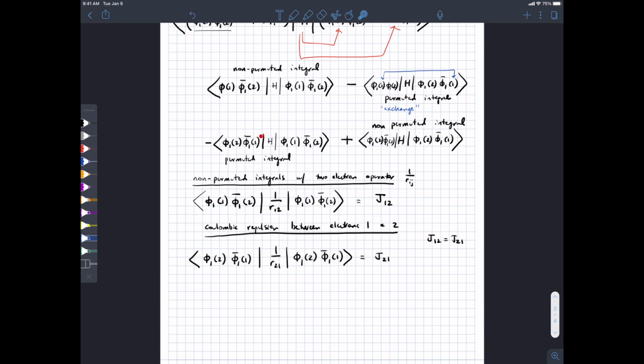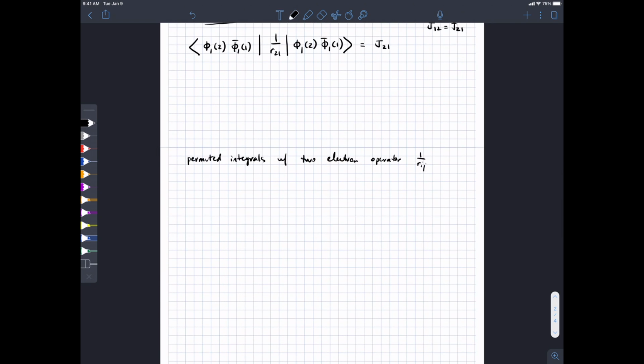So we have 2 permuted integrals. Let's look at this one first. That was negative phi 1 with electron 1 in it, phi 1 bar with electron 2 in it, the operator of 1 over the distance between electrons 1 and 2. But on the other side of the integral, now electron 2 is in phi 1 and electron 1 is in phi 1 bar. Some people struggle to know, does this integral have a physical meaning?